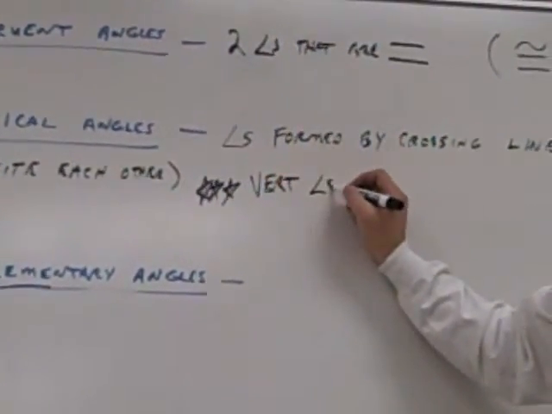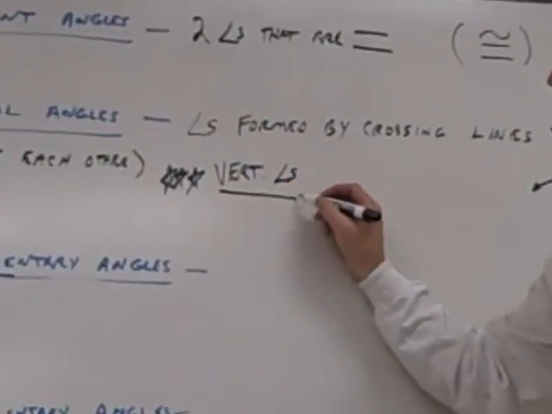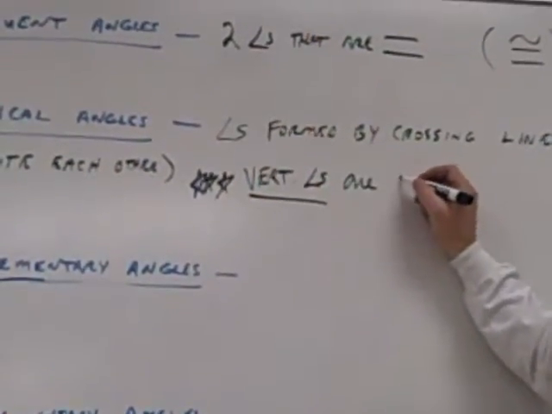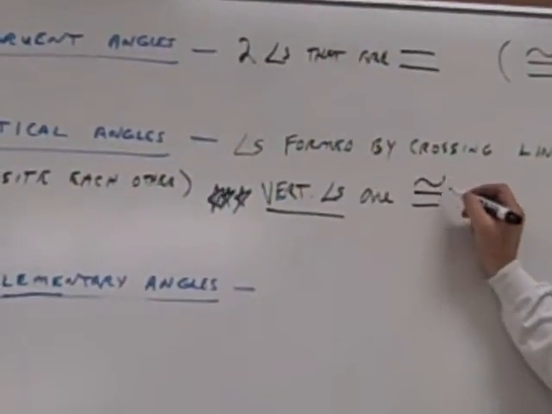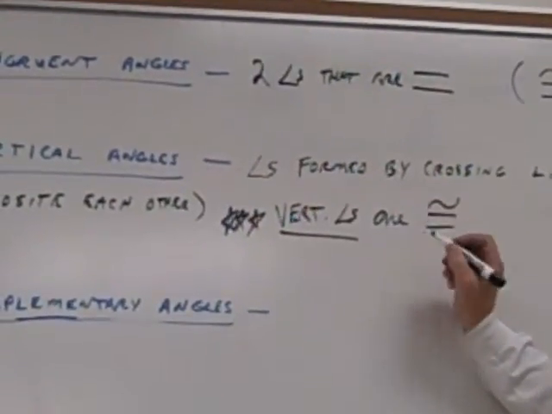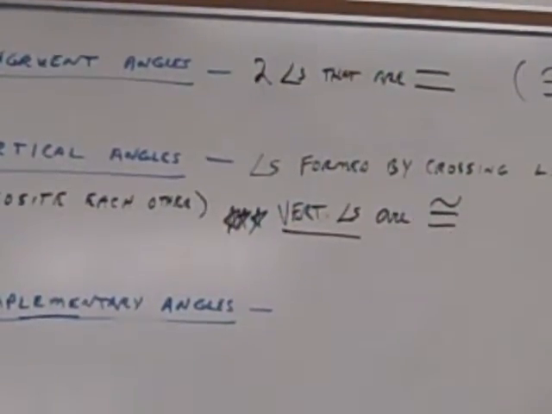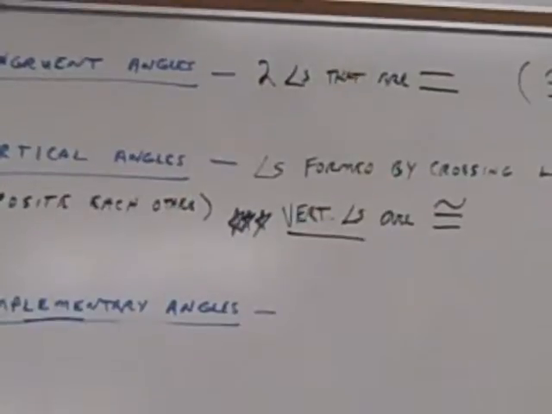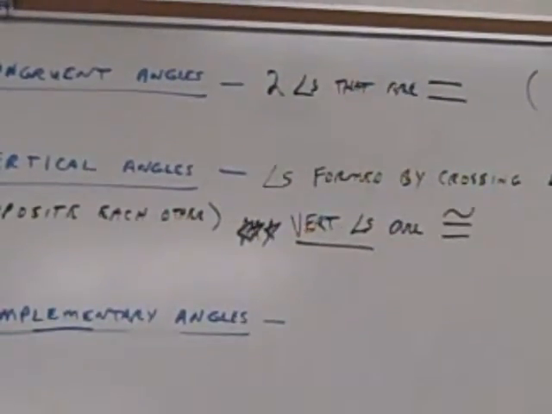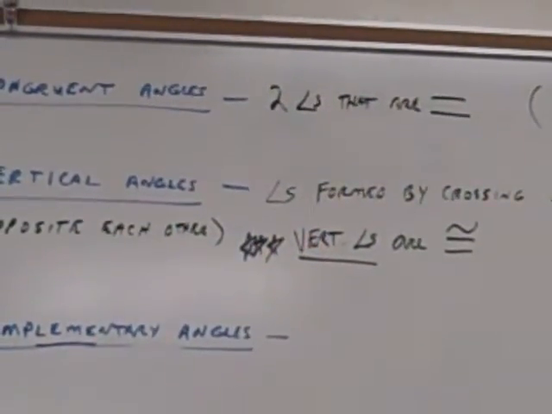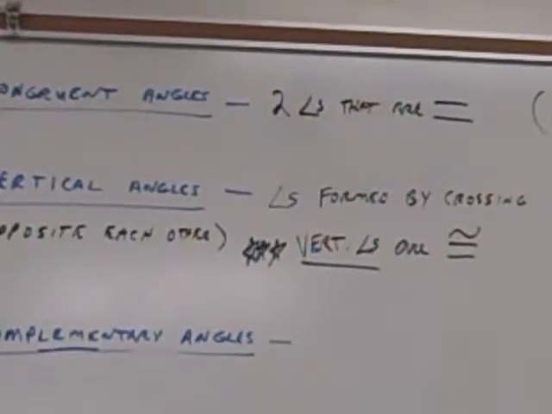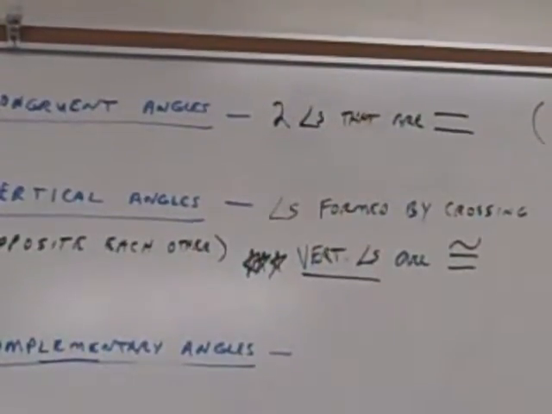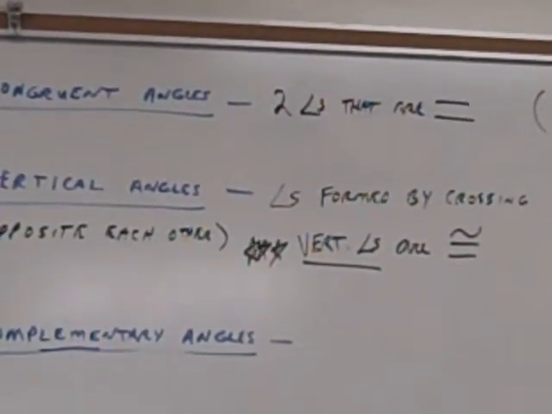Vertical angles are congruent, which means equal. Very important. Every stinking one of them.